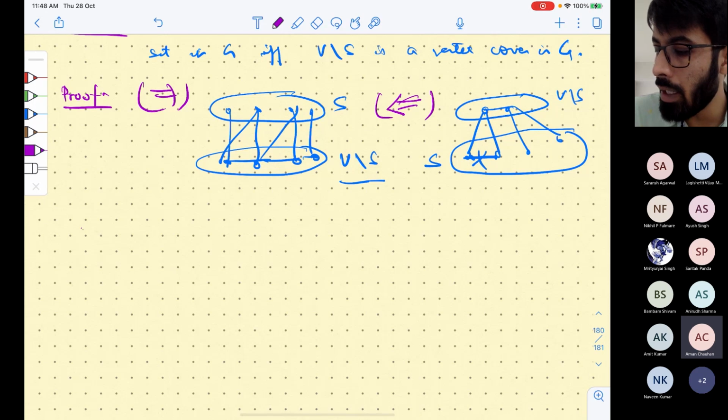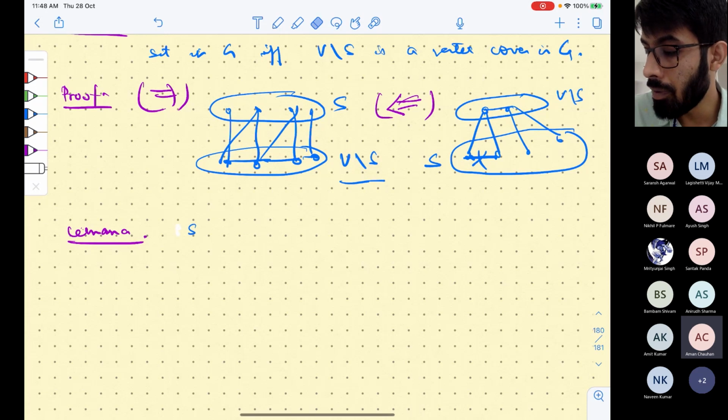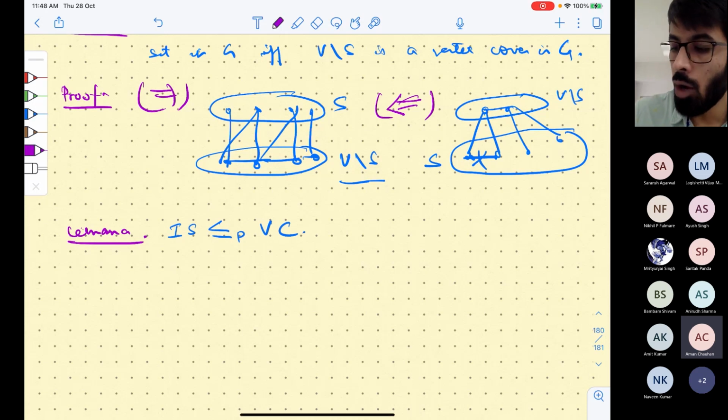If not, then now we get another lemma which says that independent set reduces to vertex cover. And how will we do this?